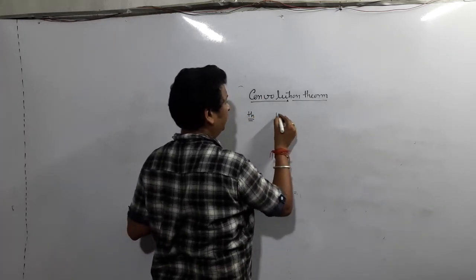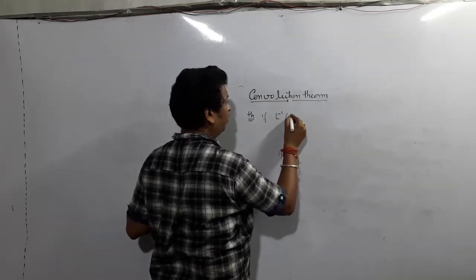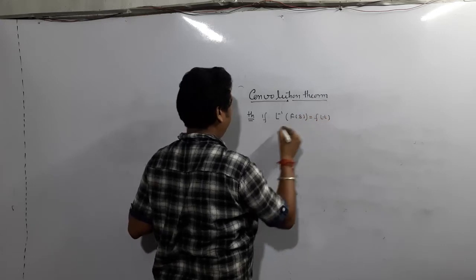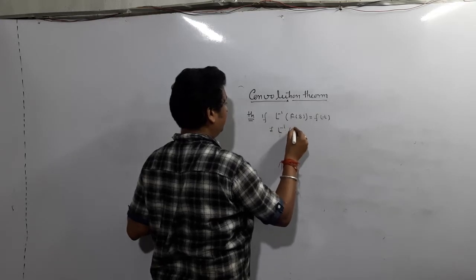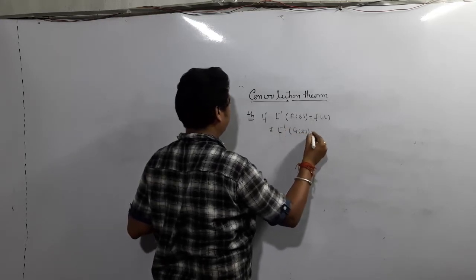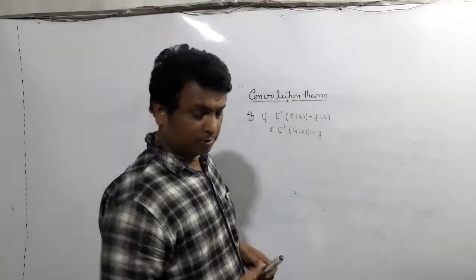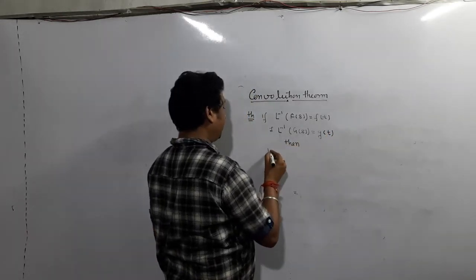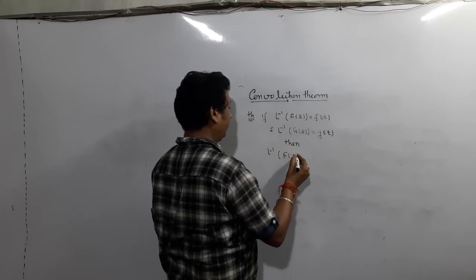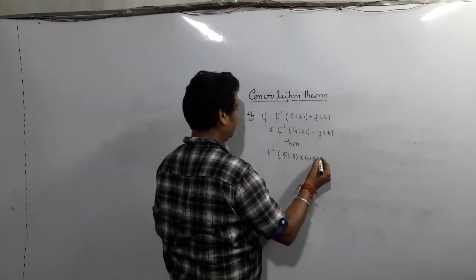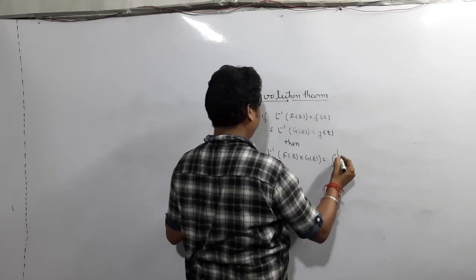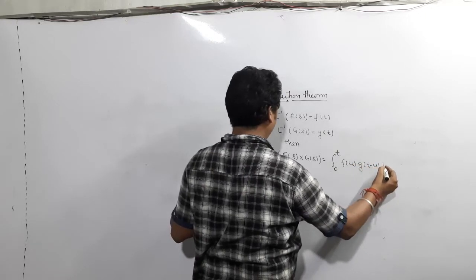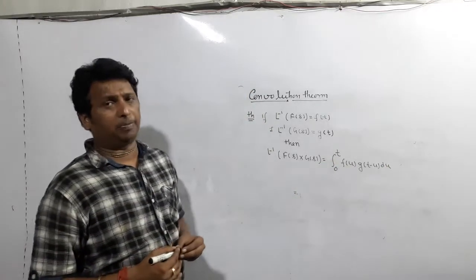Suppose we have two functions. If Laplace inverse of F(s) is f(t) and Laplace inverse of G(s) is g(t), then Laplace inverse of F(s) into G(s) is the integral from 0 to t of f(u) g(t minus u) du. This is the statement of the convolution theorem.